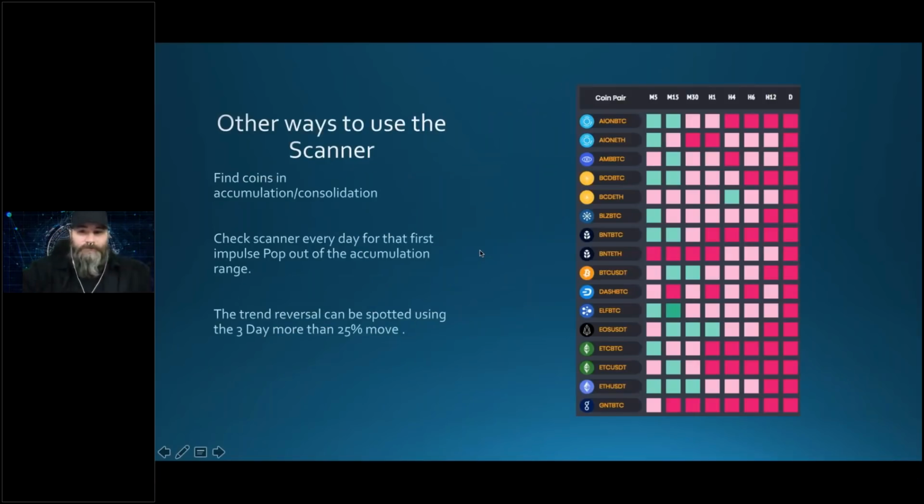So, moving on. Other ways to use the scanner. This is genius. What's happening here is you're looking at it in reverse logic. You're looking for coins that are making lower lows. The reason for that is because of what we just saw on some other charts: an accumulation phase preceding a nice pop should get you in to that first move, like we had on the RLC example.